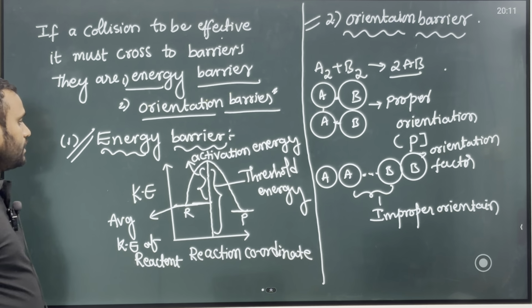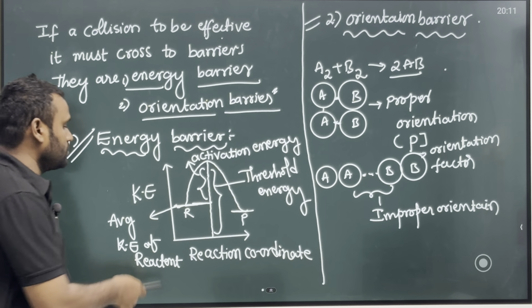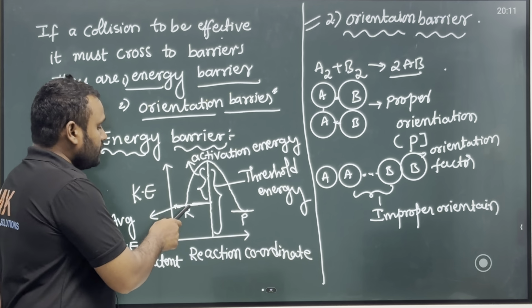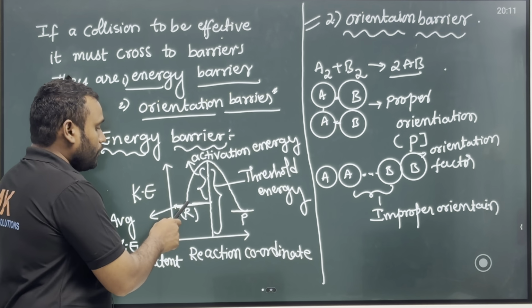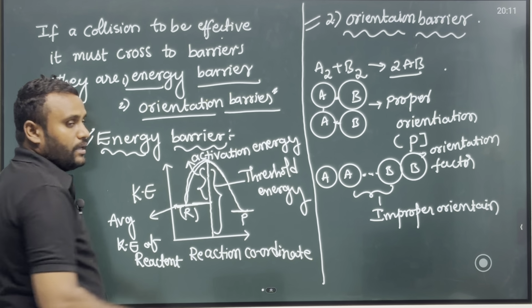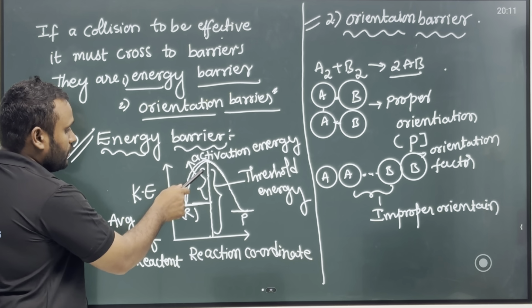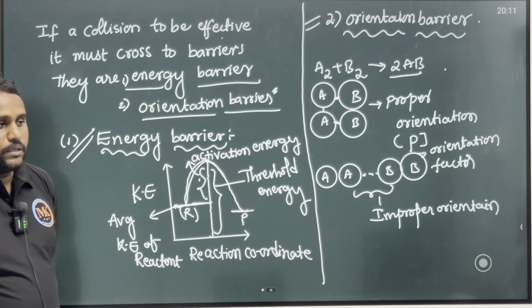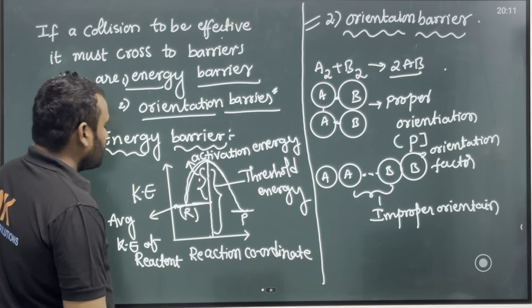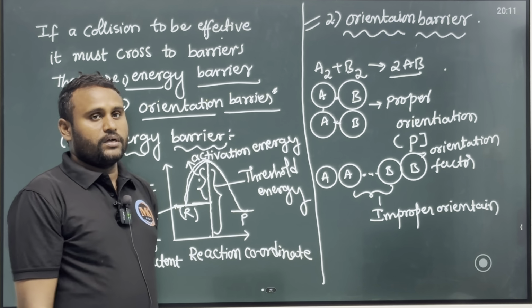What is the energy barrier? Every molecule has some energy, that is known as kinetic energy. For the reactant molecule to convert into product, it must cross this much energy. This is known as the energy barrier, the threshold energy. This much is known as the activation energy. When the molecule crosses this energy, it will give some effective collisions.